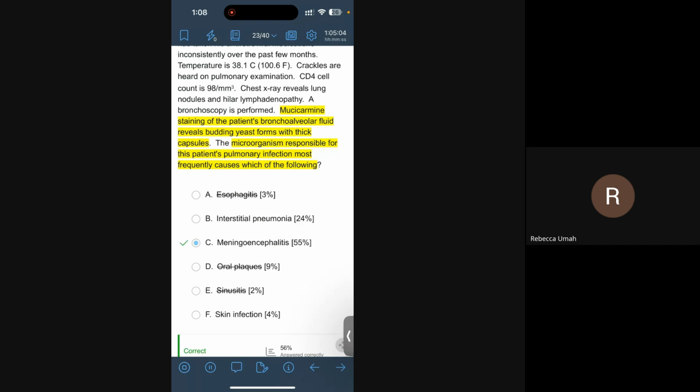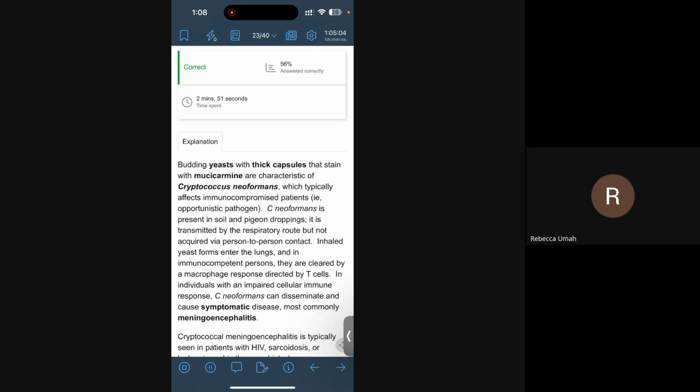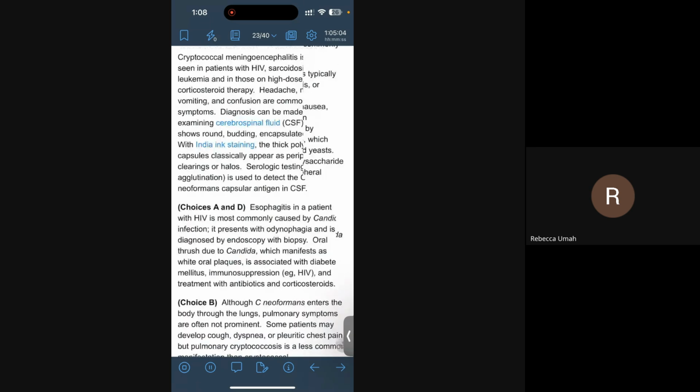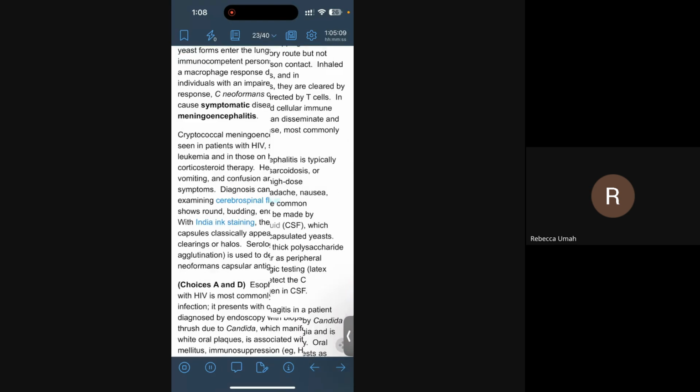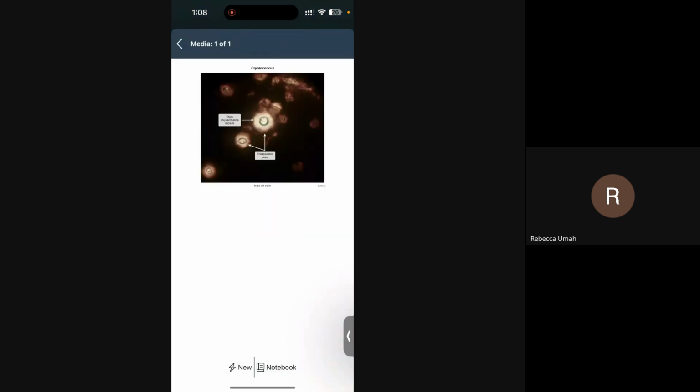Okay, let's move on to the next one. This is the India ink stain.